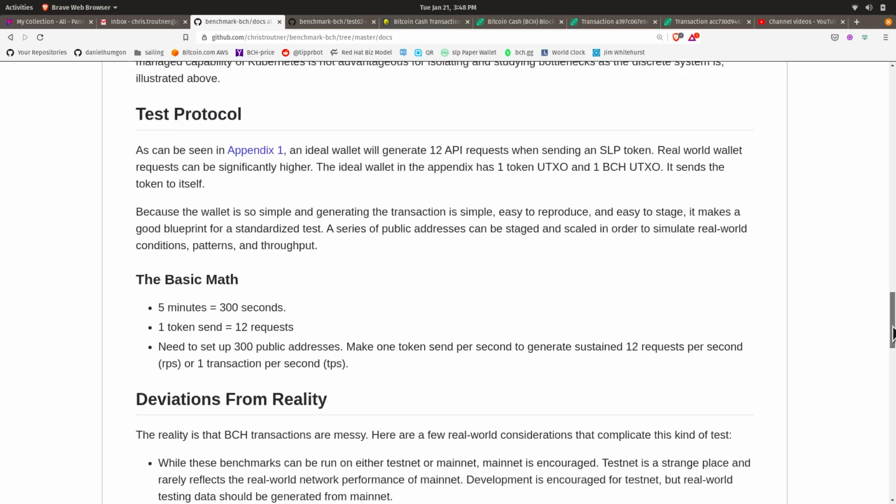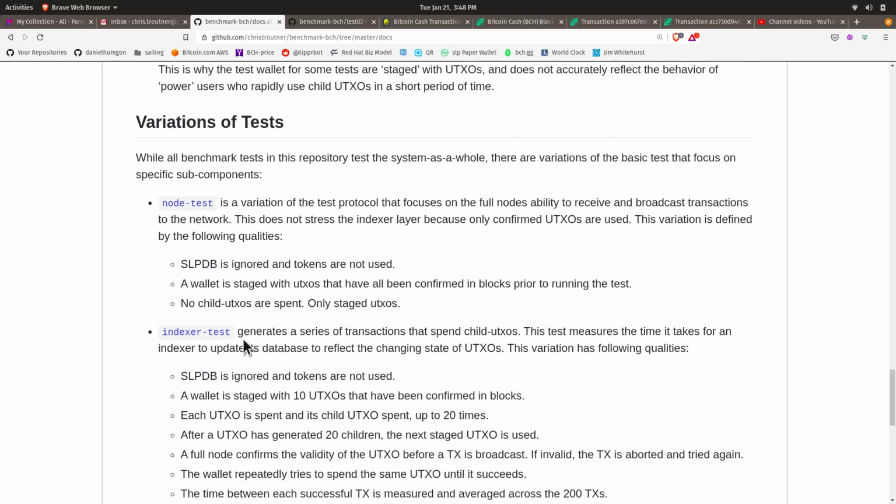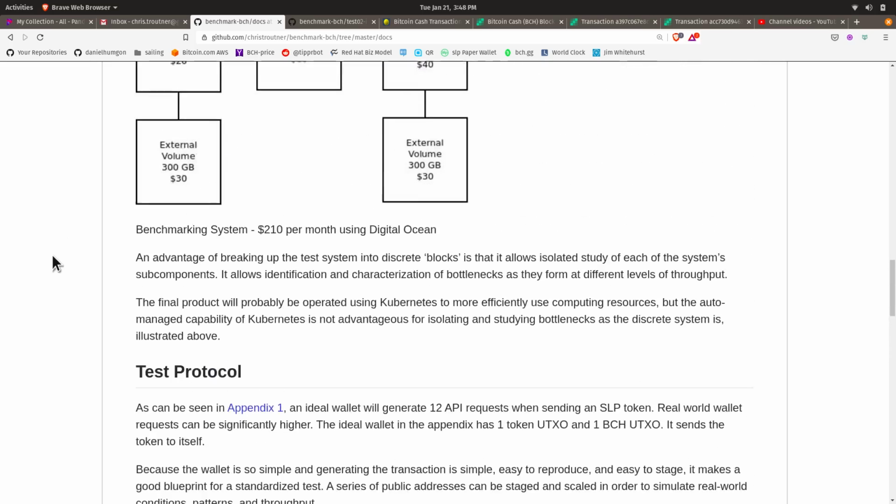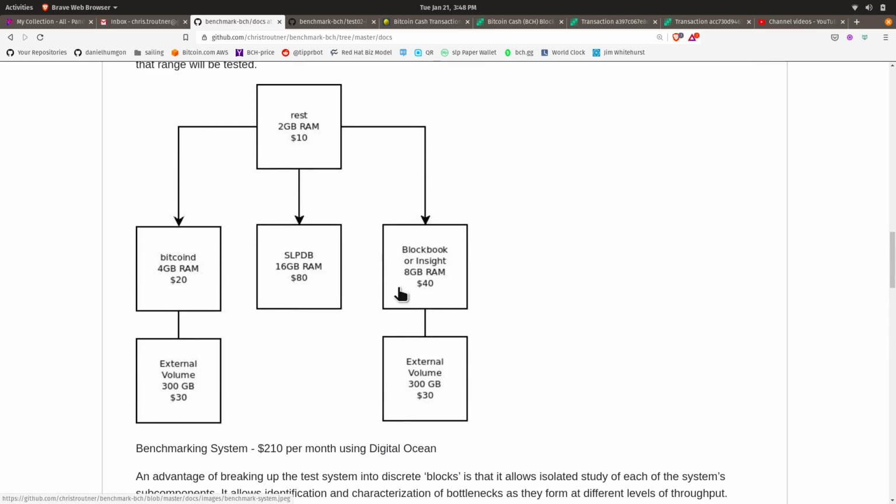This is the indexer test. It's a system level test, but it focuses on the indexer's ability to rapidly update its internal database. This test is going to focus on Blockbook as the indexer, and this is like a baseline test. I'm intending this so that the system shouldn't have any problem doing one transaction per second, and that's what we're going to do in this test.